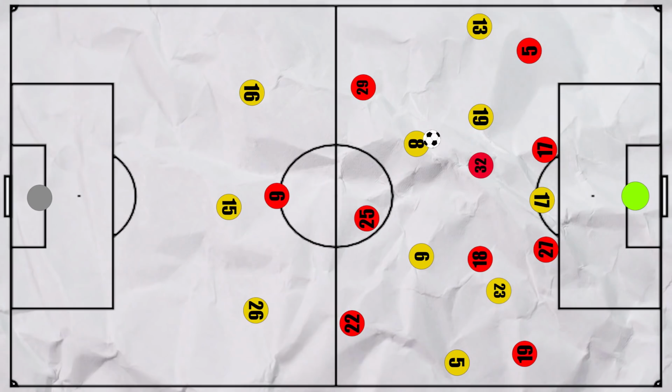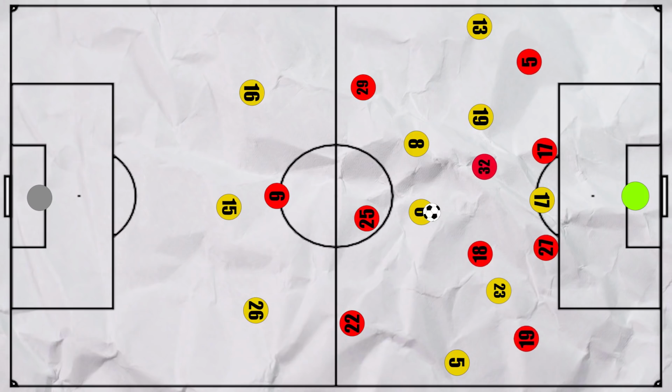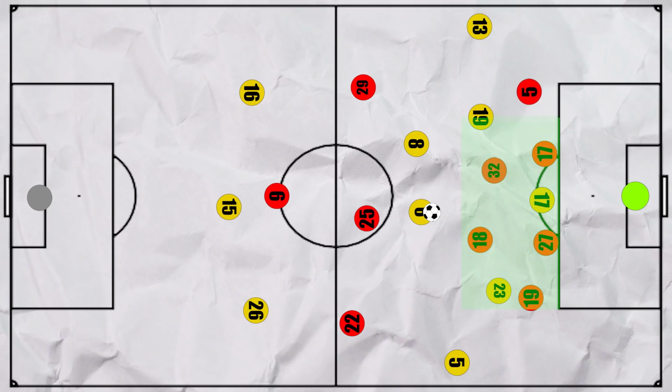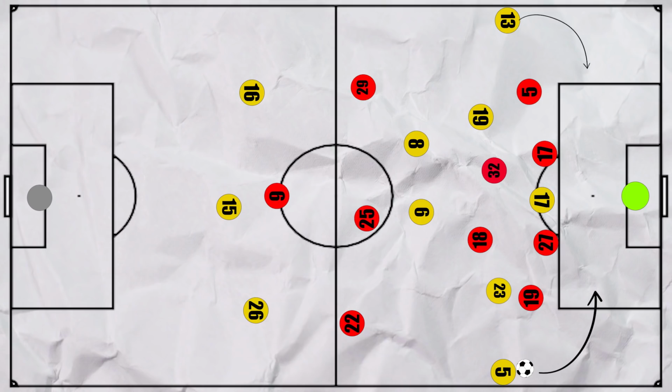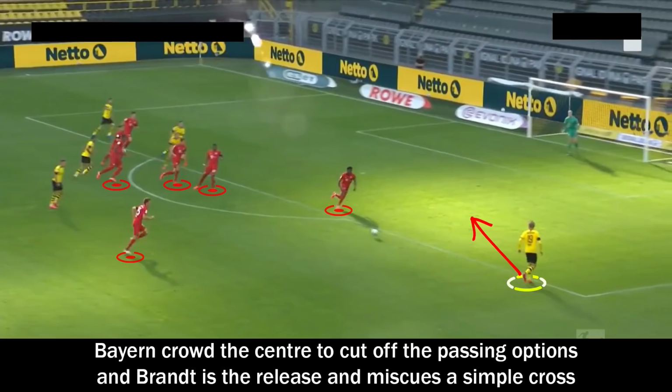But when Dortmund did get high up the pitch down the centre, Bayern again looked to crowd the centre of the pitch to limit the space Dortmund's creative players had in zone 14. However, this at times would leave space wide for Dortmund to look for the cross, which happened on a couple of occasions.